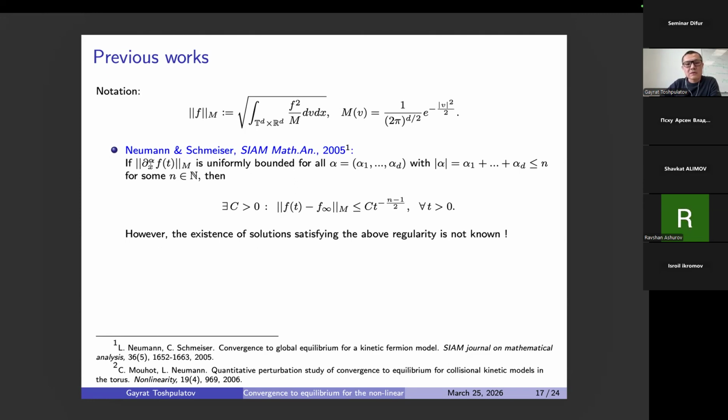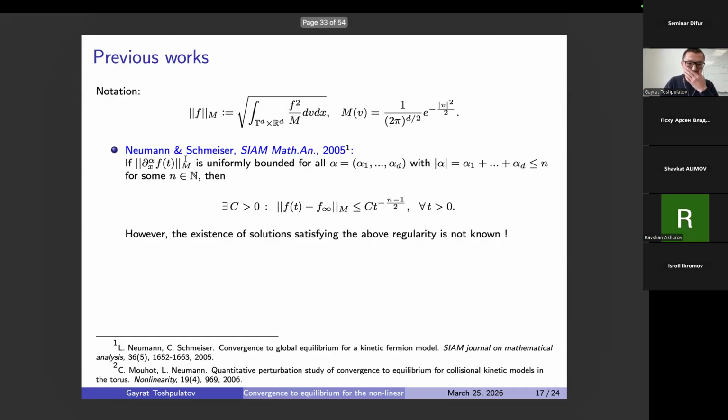However, in this result of Lucas Neumann and Christian Schmeiser, they require this assumption: that the partial derivatives of the solution with respect to x must be uniformly bounded in this norm. One can ask, do we have such a solution? They ask this condition, but they don't know if such a solution exists. So it's somehow an a priori result. They first assume that such a nice solution exists, then we have convergence.